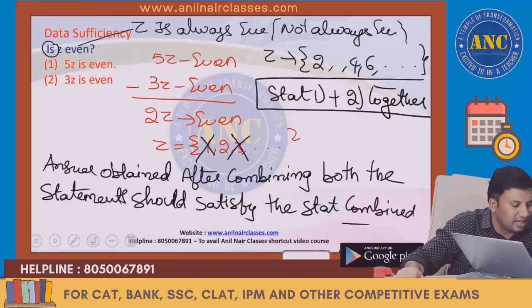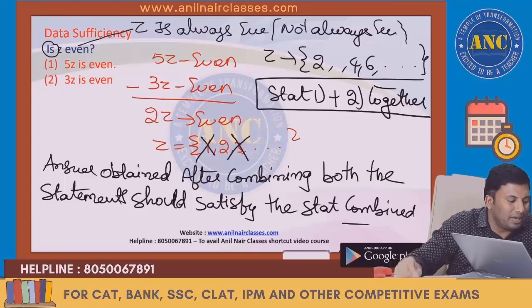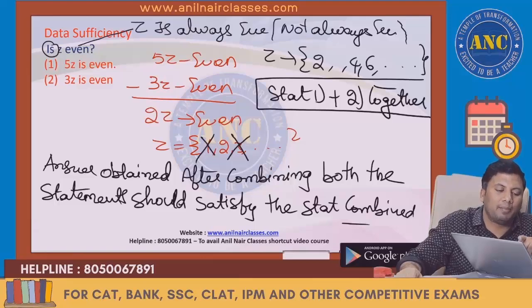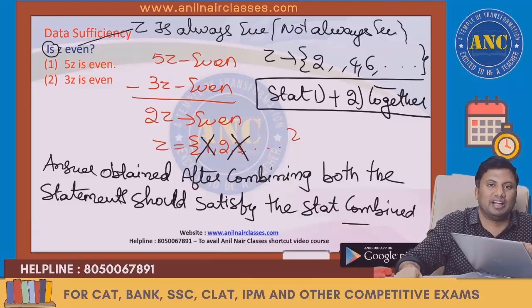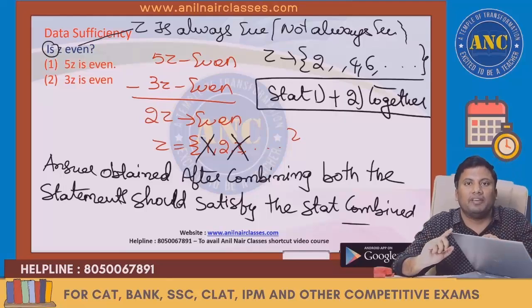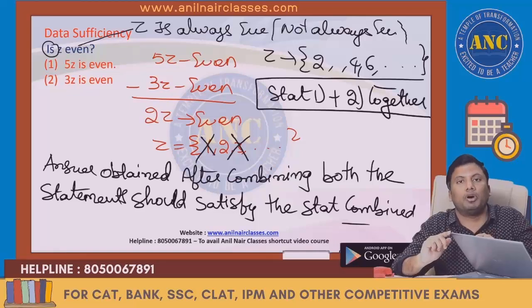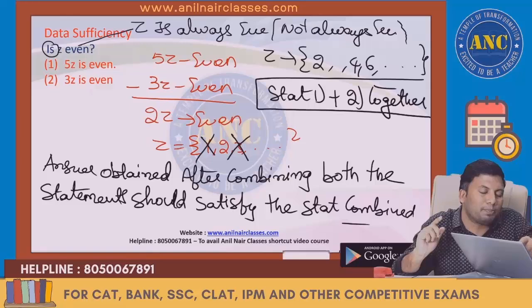Ramesh is saying, sir, in the second question the answer may be 4. Ramesh, please read the question properly. Am I asking for the value of z? Am I asking for the nature of z? I am asking for the nature of z. Is 2 an even number? Yes. Is 4 an even number? Yes. Is 6 an even number? Read the question properly, beta.